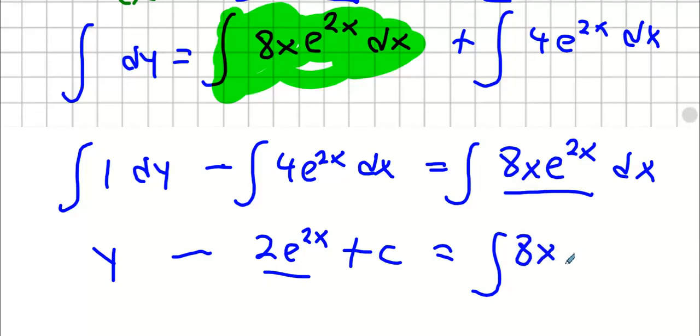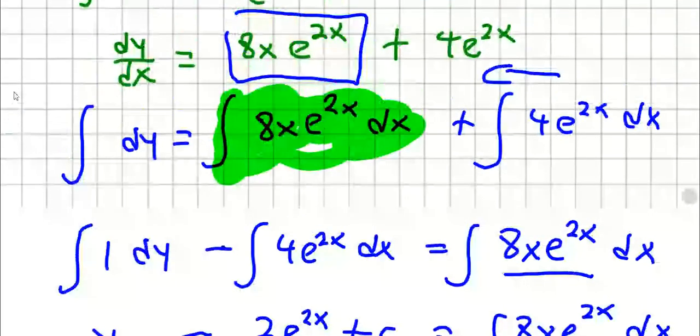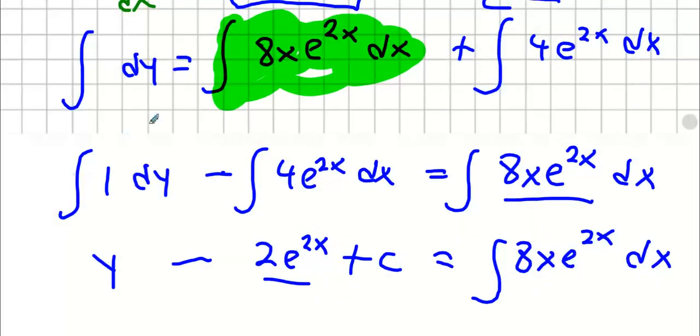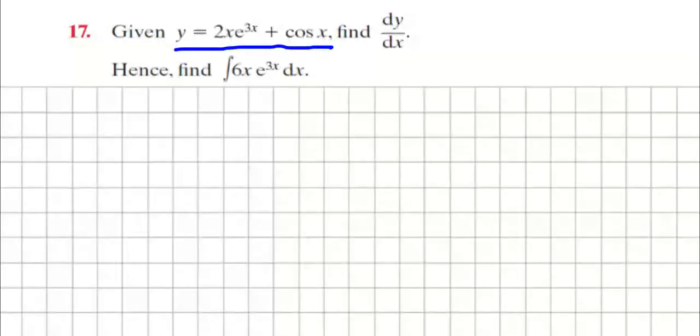ax e to the dx, yeah? Now, see the y, what can I replace that with? There you go. And that's your answer. The answer is 4x e to the 2x minus 2 e to the 2x plus c is the integral of that.